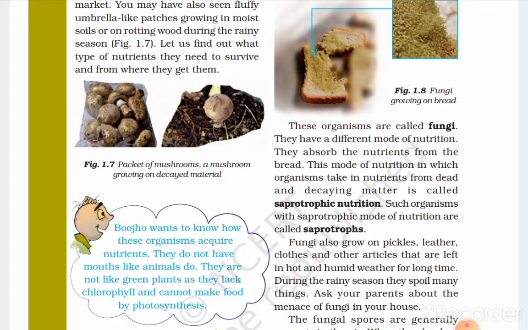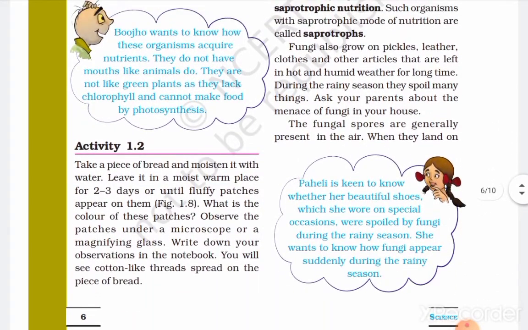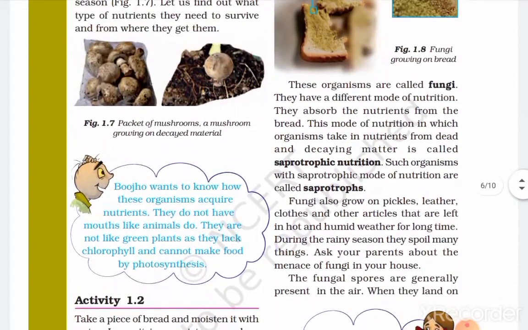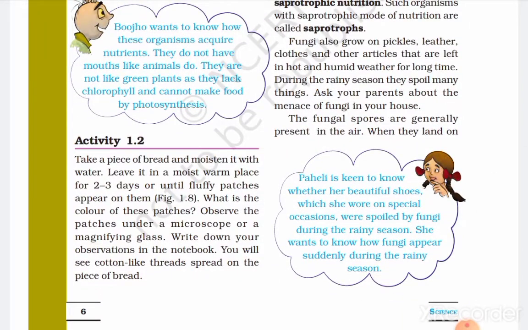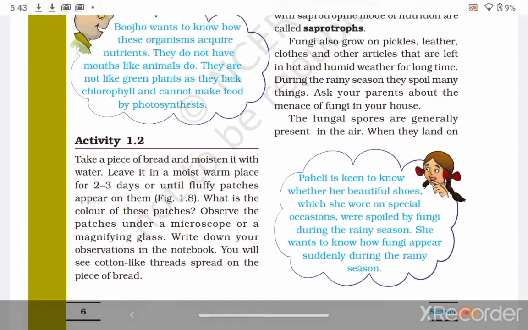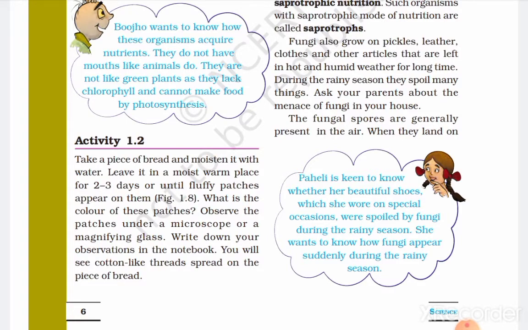It is an organism from the fungus family, and it is a saprophyte. Let's read further, then I will tell you about it more deeply. Bojo wants to know how these organisms acquire nutrients. They do not have mouths like animals do. They are not green plants as they lack chlorophyll and cannot make food by photosynthesis.